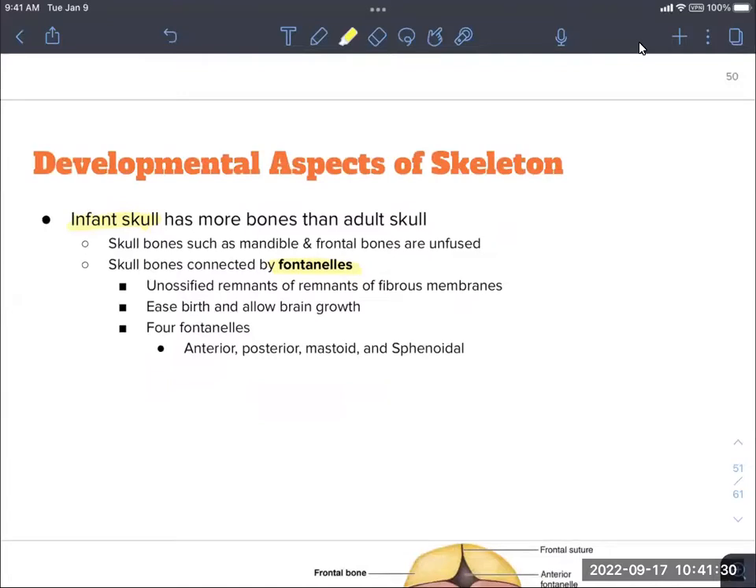And those fontanelles are kind of remnants of membranes. Those fontanelles actually allow for an ease at birth because they can kind of condense down to fit through that birth canal. It also allows the brain to grow. That's very important.